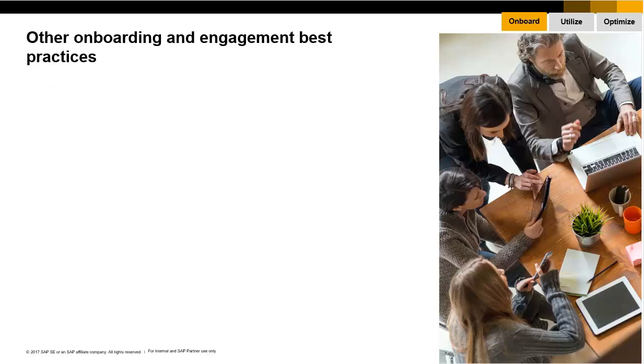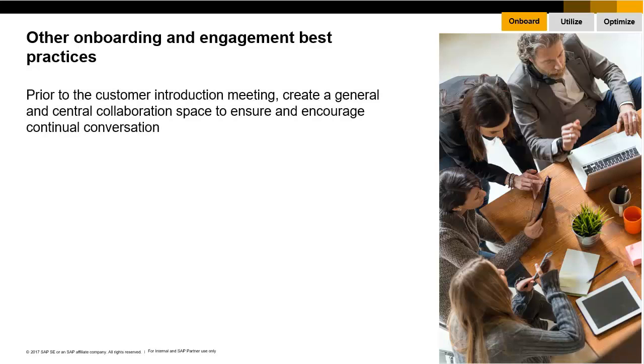Now that you have an idea of the things that you need to plan to talk to your customers about as part of introductions and onboarding, let's take a look at a couple of additional best practices to help deliver this information to your customers and to help get them set up for success. Prior to the customer introduction meeting, plan to create a general and central collaboration space to ensure a continual conversation with your customer. A place like this provides a streamlined approach and a central location to finding information like communication, resources, links, and preparing for their SuccessFactors journey.